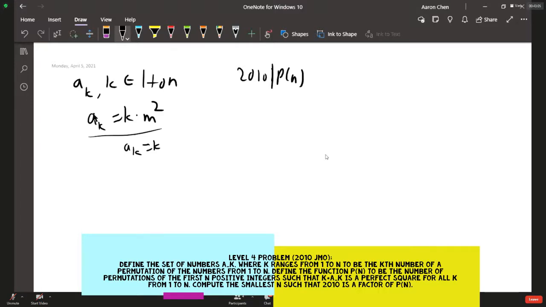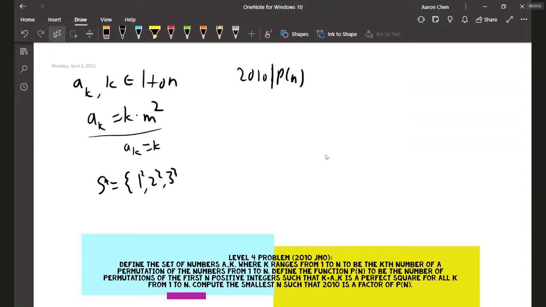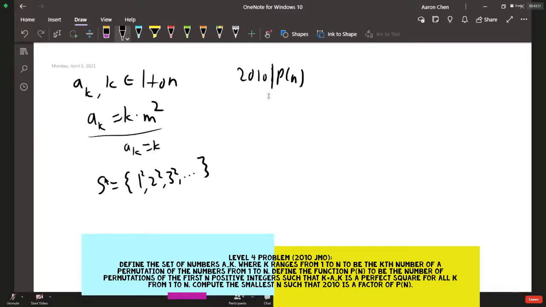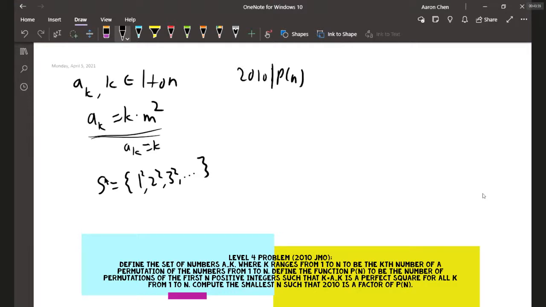The way this works is that one way to do this is to set S to be the perfect squares: 1 squared, 2 squared, 3 squared, and so on. Then, if this is true, all of the k times a_k are in the form k times m squared, or m k squared, and these are clearly squares.